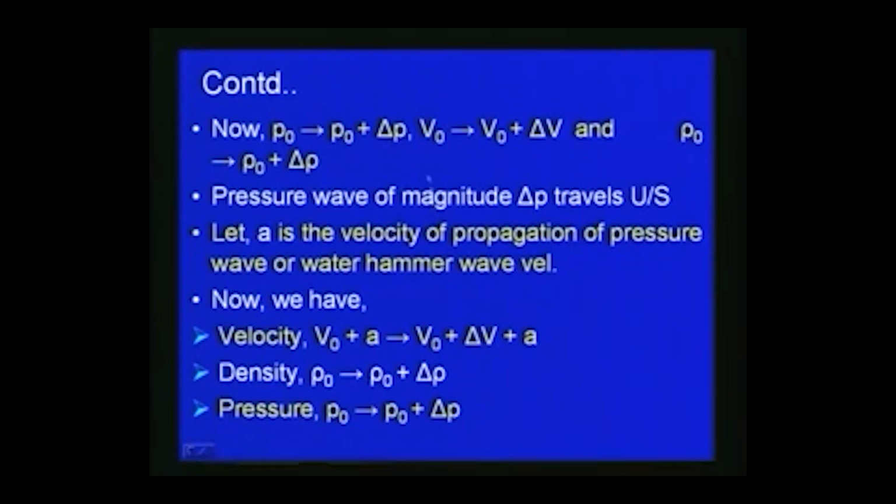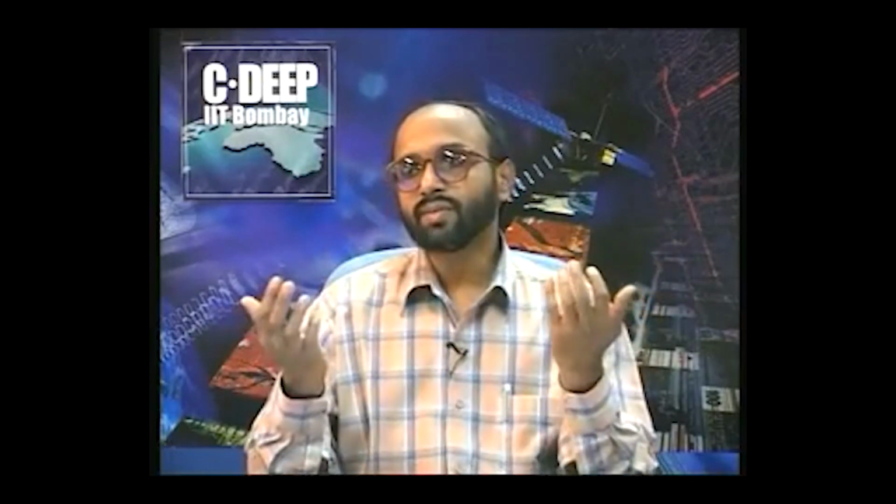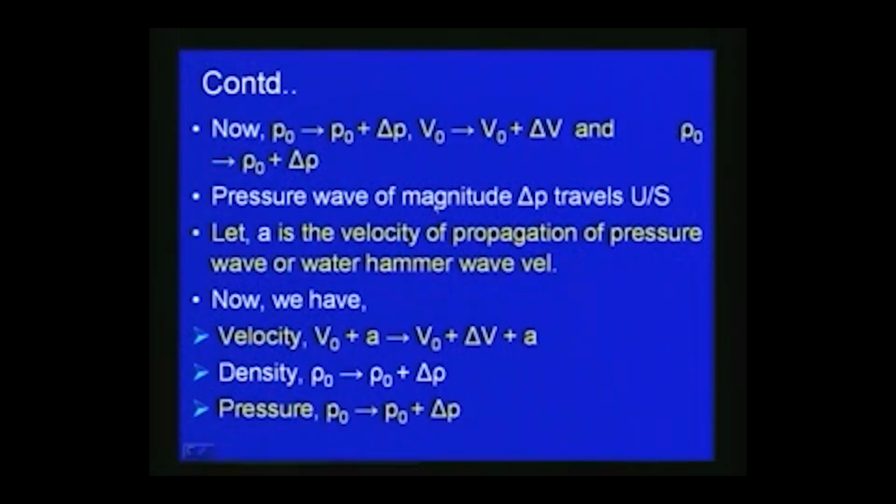Now say due to these sudden changes with respect to the valve closure, let the pressure change from P0, the initial pressure, to P0 plus delta P, and similarly the velocity changes from V0 to V0 plus delta V, and the density changes from rho 0 to rho 0 plus delta rho, like in this slide. And then the pressure wave of magnitude delta P travels upstream, as we have seen, and you can see that this wave moves upstream and then comes back. It has a high velocity.